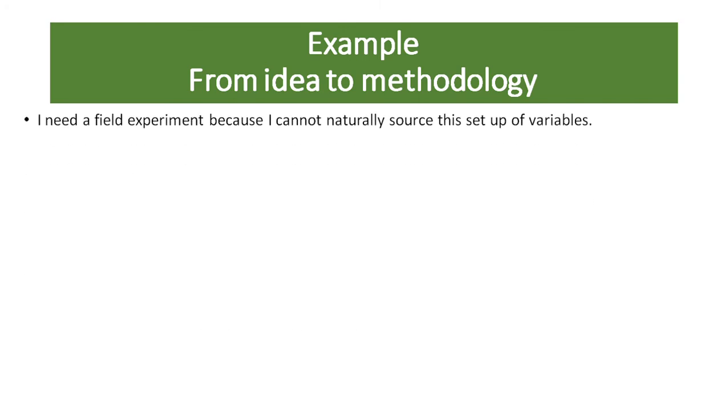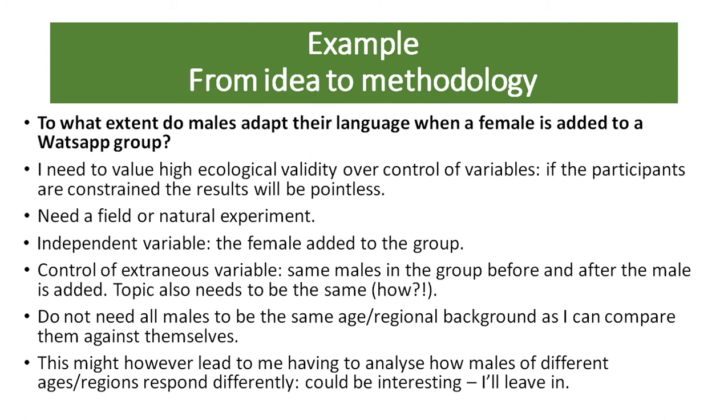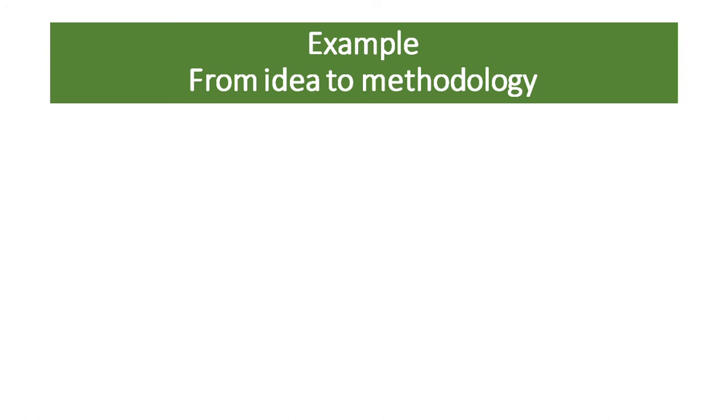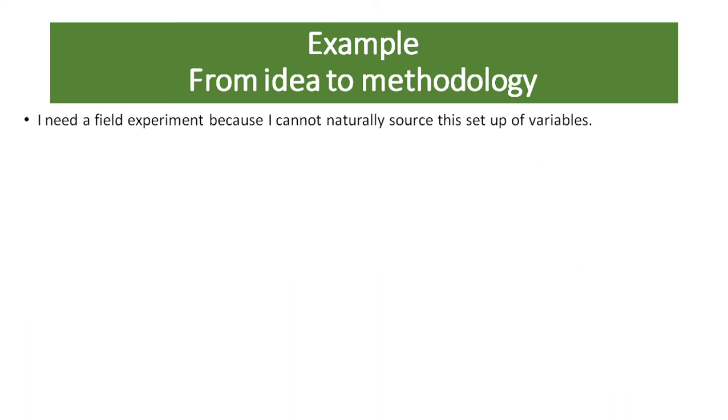Right, so to conclude this, especially this question of how am I going to keep the topics the same? How is this literally physically going to work? I'm definitely going to need a field experiment, because I don't have a natural source of this. If I was to just look at conversations in WhatsApp groups that already exist, the chances of this setup being available, that there's a group with all boys where a female's added and then the conversation stays on the same topic, it's not going to be there. I just don't think I'm going to be able to find it.